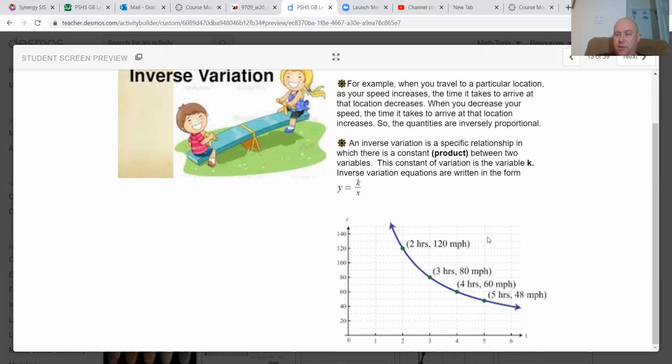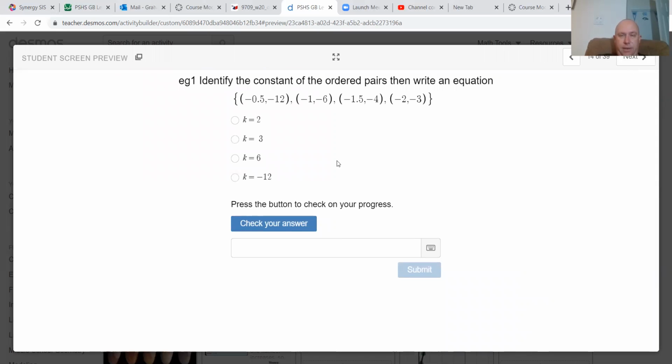2 times 120, 240. 3 times 80, 240. 4 times 60, 240, and so on. So once we found out that constant, we can easily work out other values. So literally just times them together. Probably the easiest one to do will be this. -1 times -6 is 6. As I'm writing down my rule, I just put x times y equals whatever that number actually is.